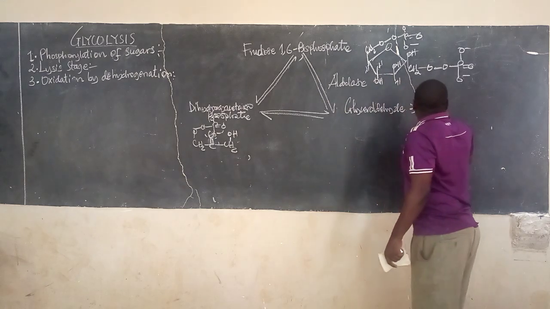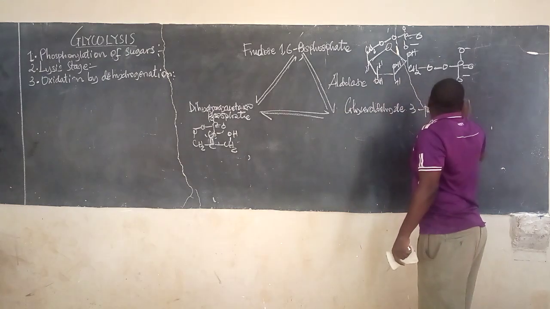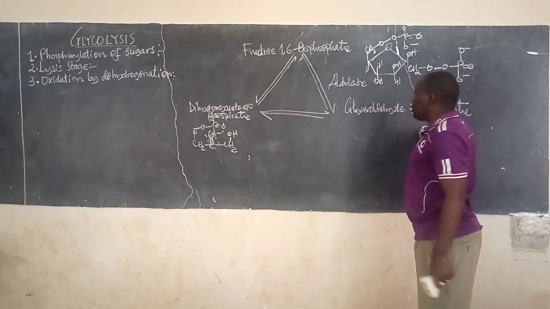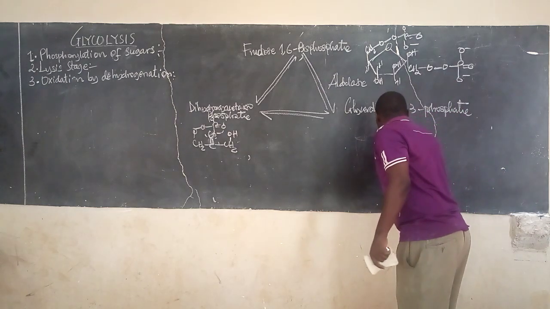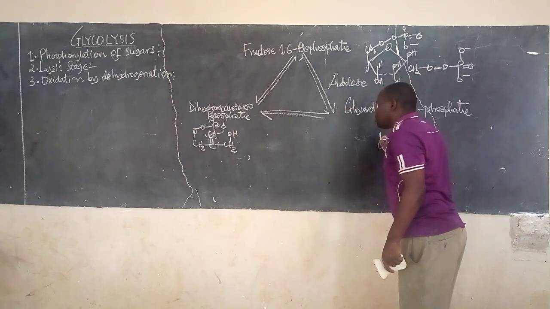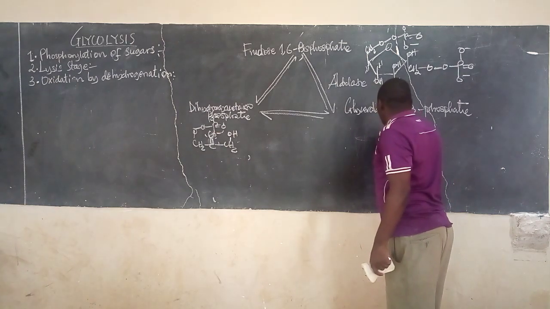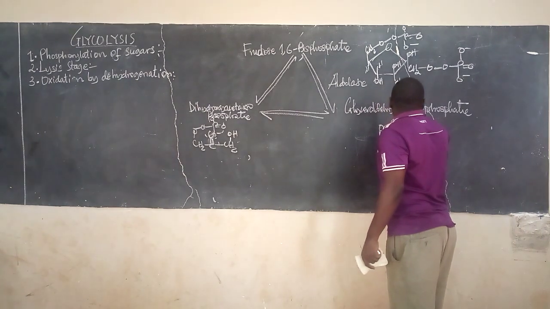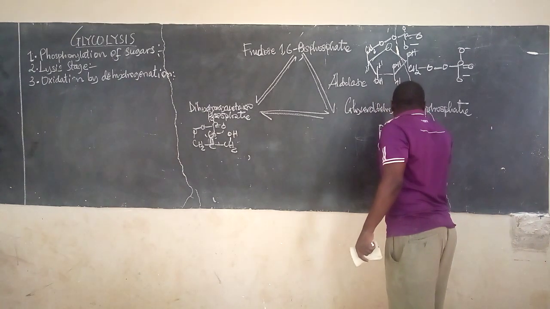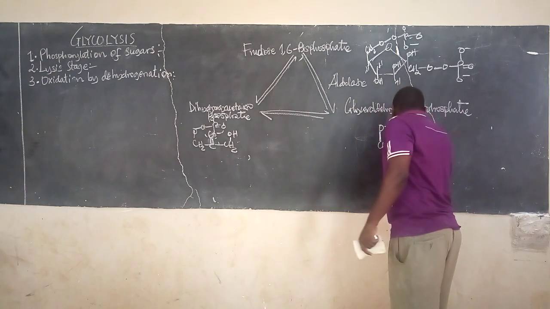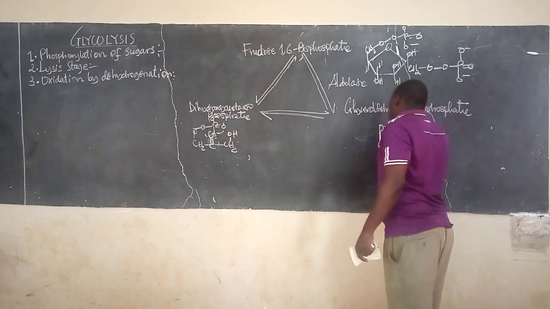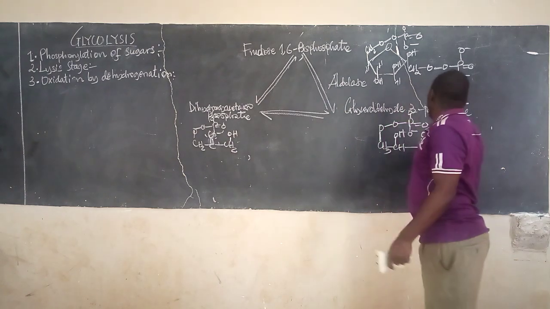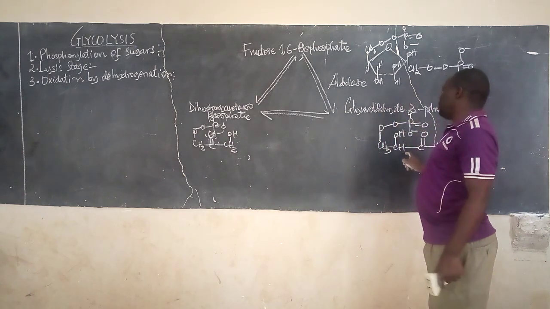glyceraldehyde 3-phosphate, which is written like this. Carbon bonded, double bond oxygen, CH-OH, here negative. This is our glyceraldehyde 3-phosphate.